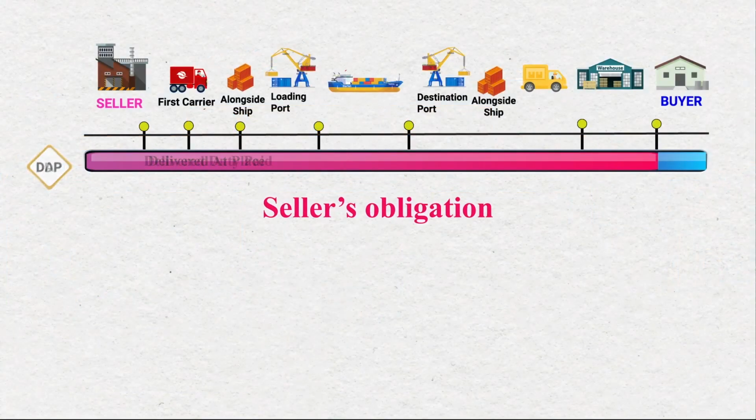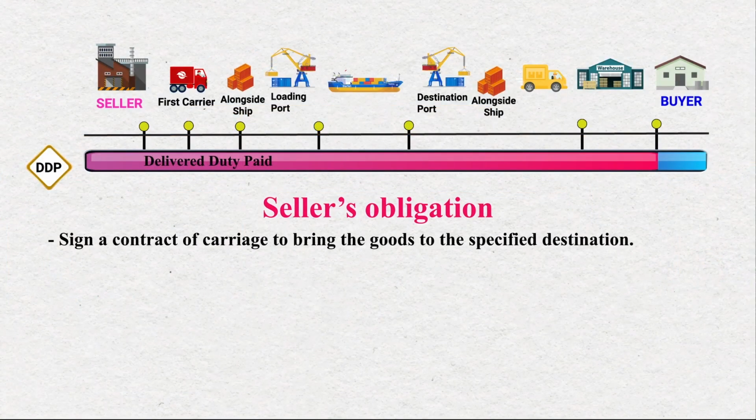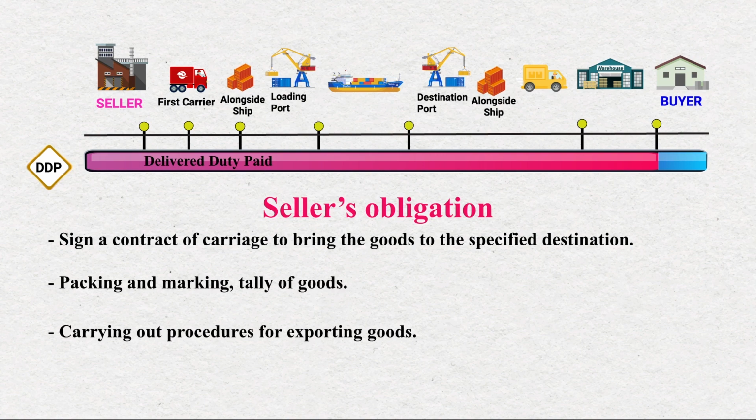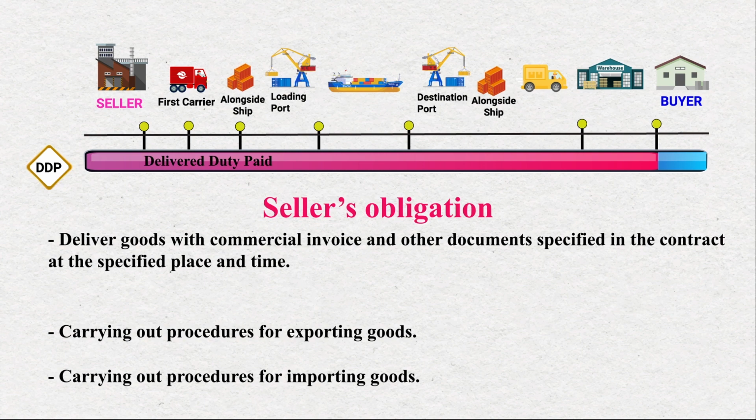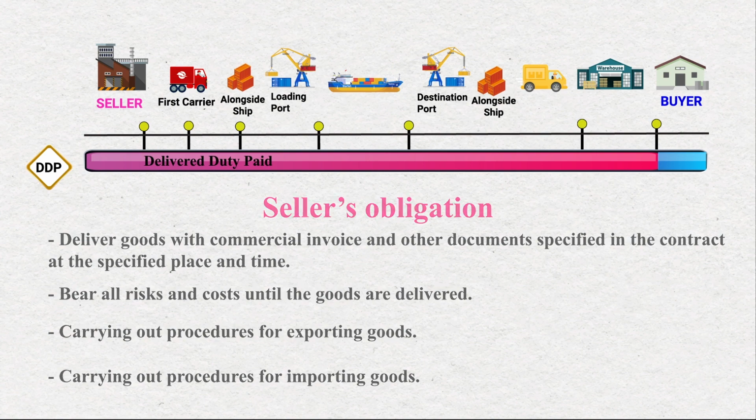Seller responsibilities are: sign a contract of carriage to bring the goods to the specified destination. Packing and marking, tally of goods. Carrying out procedures for exporting goods. Carrying out procedures for importing goods. Deliver goods with commercial invoice and other documents specified in the contract at the specified place and time. Bear all risks and costs until the goods are delivered.